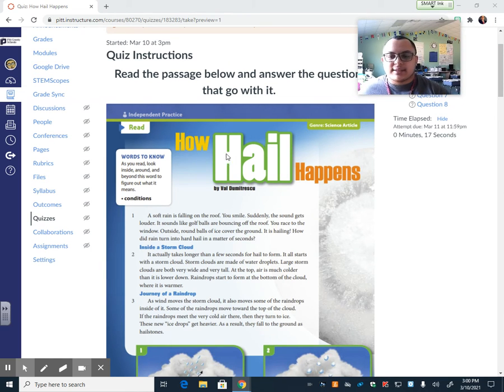How hail happens. Some words that we need to know. As you read, look inside, around, and beyond this word to figure out what it means. Conditions.